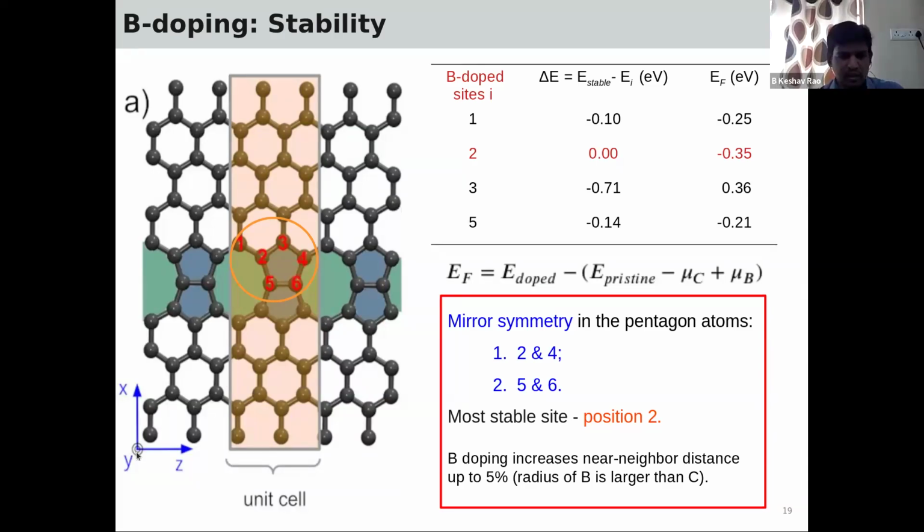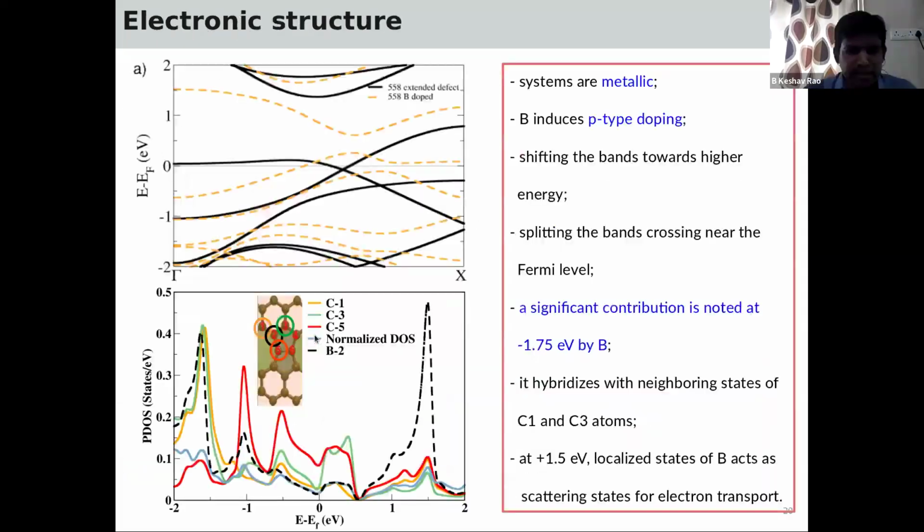system. So here, during the optimization, vacuum is kept along the y-axis, and the system is expanded along the z-axis. This curve axis is representing the height, which is kept along the x-axis. It shows the band structure as well as the projected density of states.